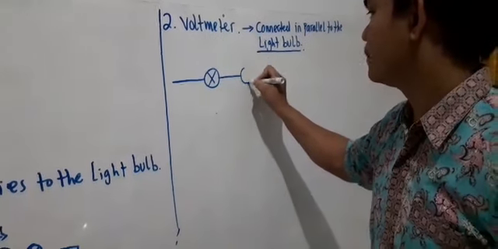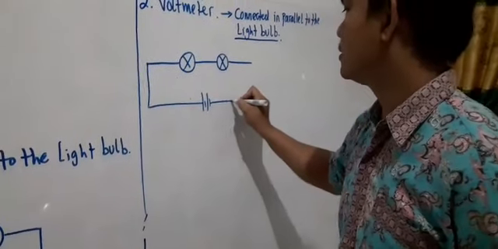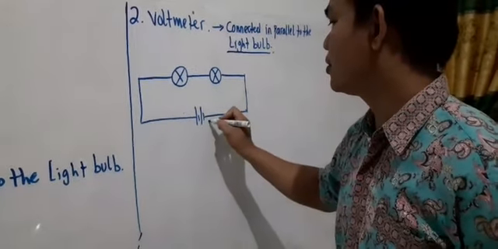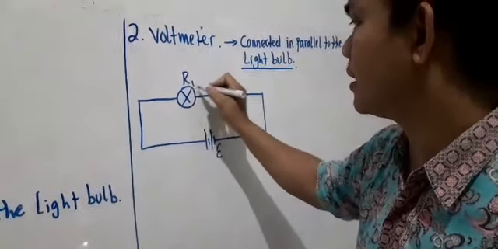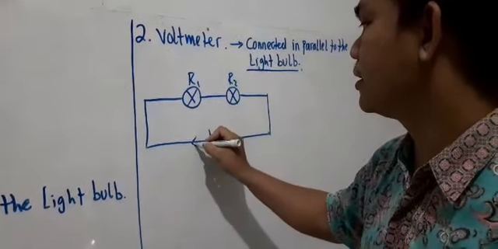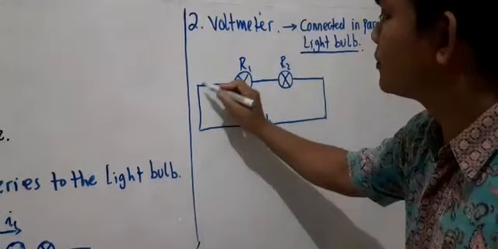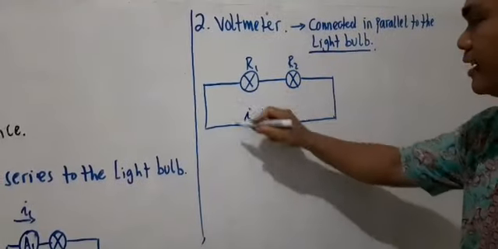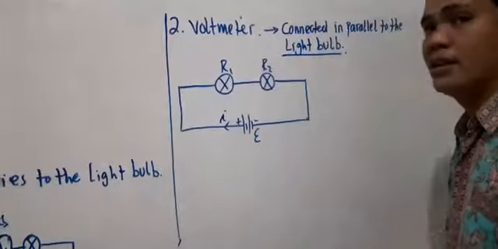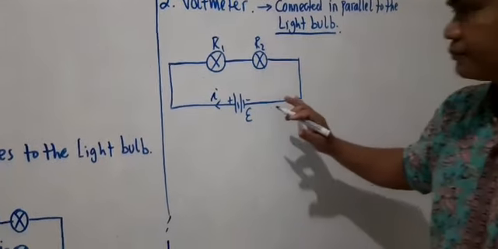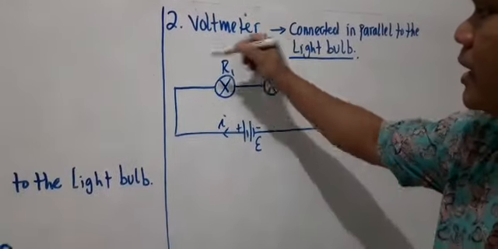The first circuit is a series circuit: light bulb 1, light bulb 2, and this is the symbol of voltage. Let's say R1 and R2. The current flows to R1 and R2, and then back again, from the high potential to the low potential. Now you are asked where we should put the voltmeter in this circuit.